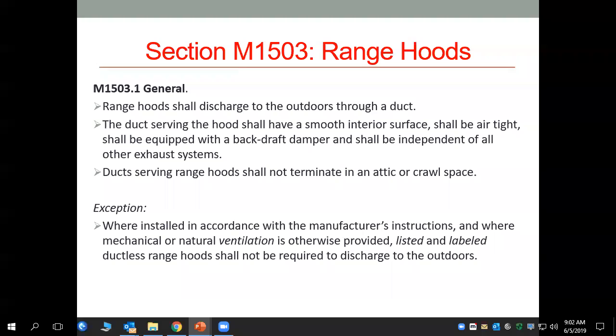It needs to be airtight and equipped with a backdraft damper, independent of all exhaust systems. It shall not terminate in the attic or crawl space. And then you have the exception, manufacturer's instructions, where mechanical or natural ventilation is otherwise provided. Listed and labeled ductless range hoods shall not be required to discharge outdoors.